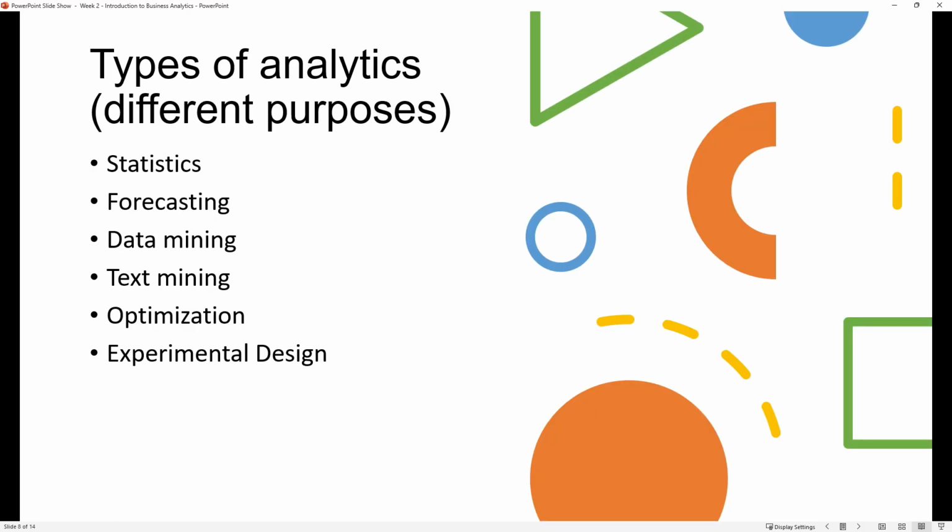So here's an overview of different types of analytics, which you'll learn more about in the business analytics course. Some of these have been mentioned before with respect to descriptive, predictive, and prescriptive analytics, as they serve different purposes. You have statistics. These could be descriptive statistics, which fall under the category of descriptive analytics, or inferential statistics, which involve prediction. Forecasting, which is also a predictive method. Data mining, which is a large umbrella that encompasses various techniques used primarily for prediction.